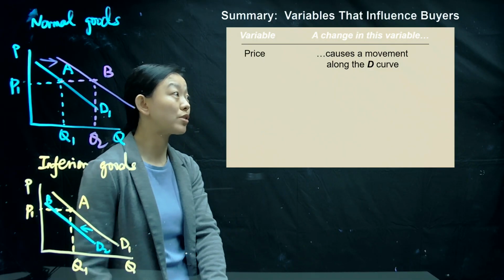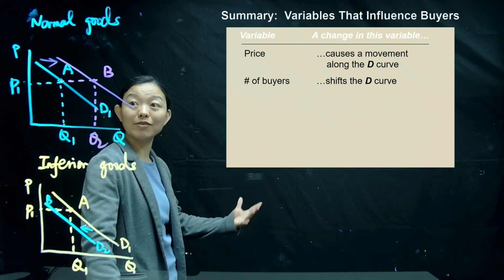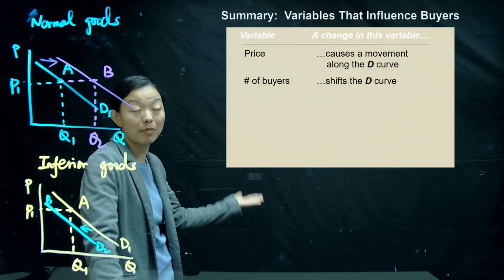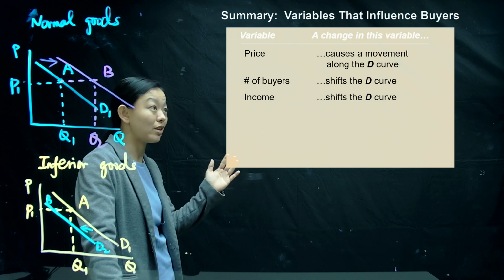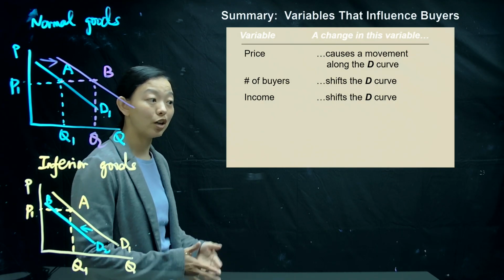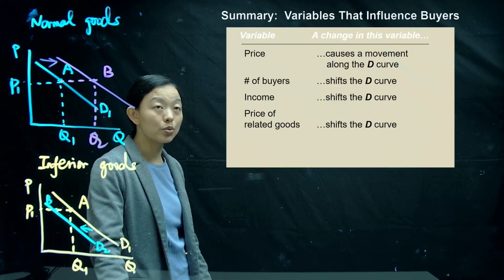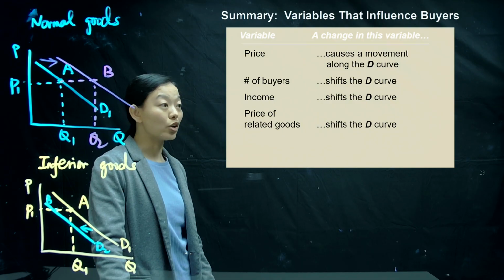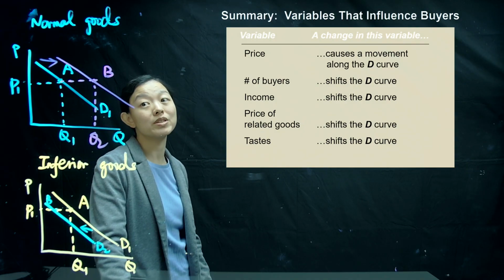So I have the summary here. If it's just the price changing, it will cause a movement along the demand curve. And if we have more buyers in the market, then even if the price doesn't change, it will also shift the demand curve. Income level will also shift the demand curve, either to the left-hand side or to the right-hand side, depending on whether that product is a normal product or an inferior product. The price of related goods will also shift the demand curve depending on whether the goods are substitutes or complements. And then consumers' tastes, consumers' loyalty.